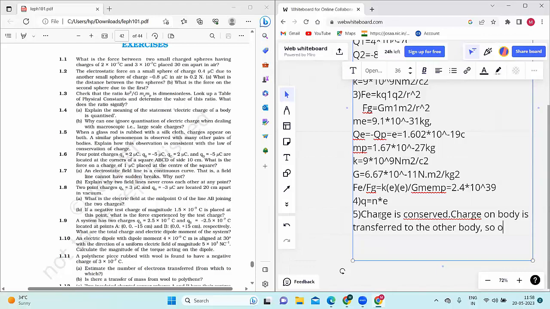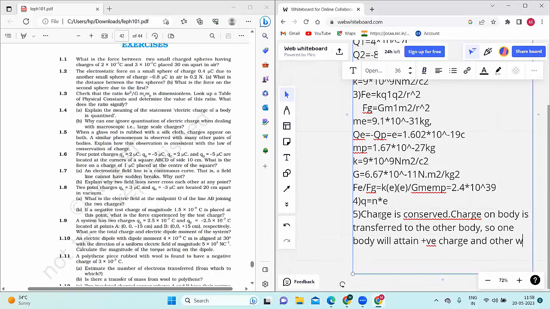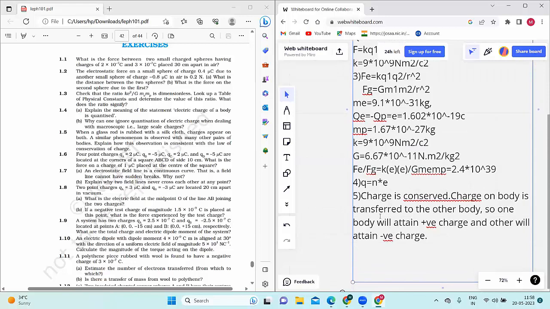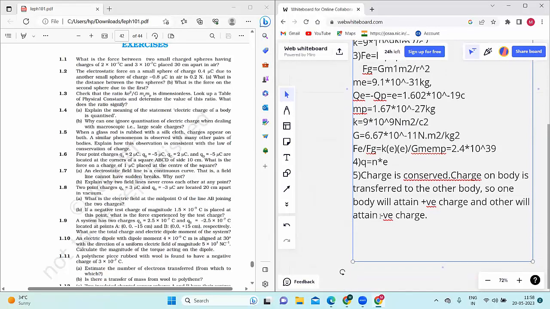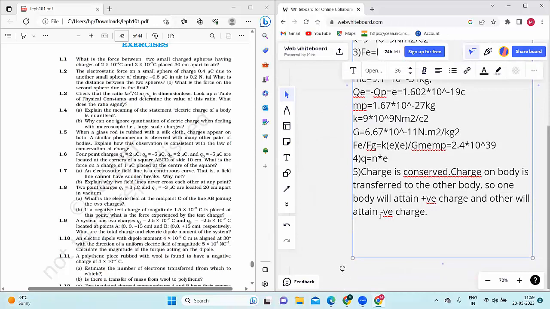So one body will retain positive charge and the other will retain negative charge. Whichever body loses the electron will retain positive charge, and whichever body gains the electrons will retain the negative charge.